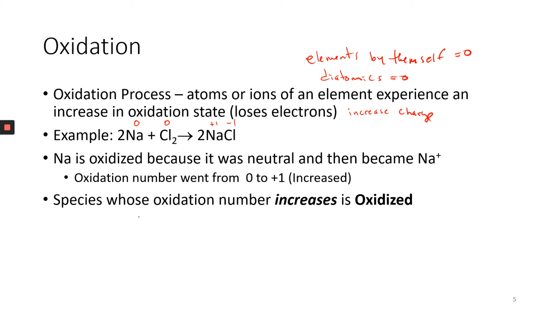So if you look at sodium, it went from 0 to +1. The charge is increasing. It was oxidized. So sodium was oxidized. If sodium was oxidized, that means chlorine was reduced, because it went from 0 to -1. The charge decreased.